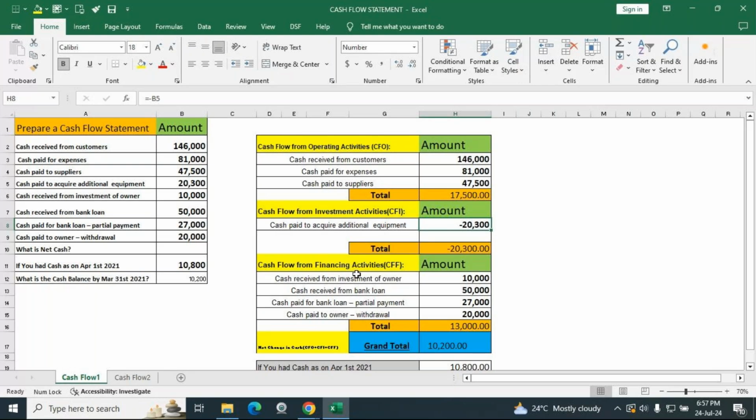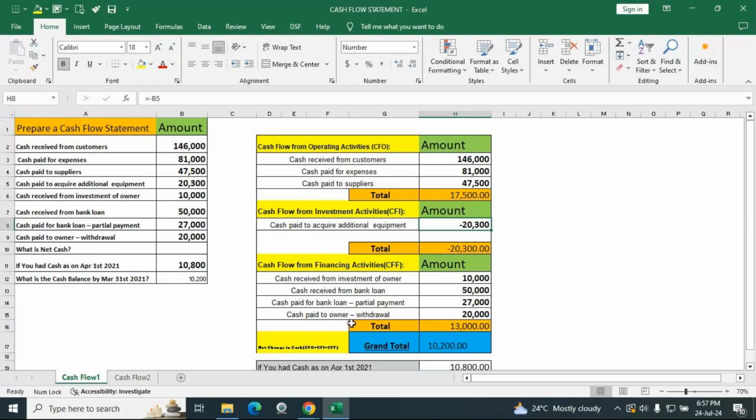Financing activity means cash received from investment of owner. Someone is investing the money, which means I am receiving the money from them. So this money is coming into the business. Cash received from bank loan: I applied for a loan, cash is coming into the business, I am receiving the amount, so this is plus. Money is getting added.